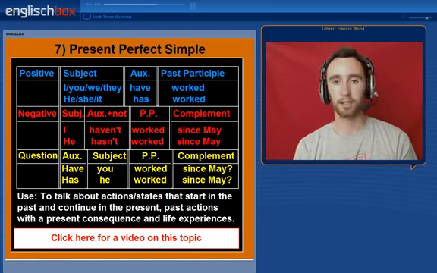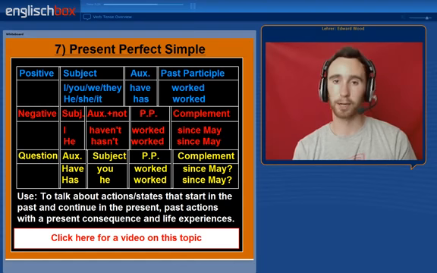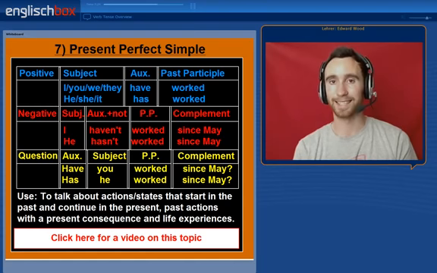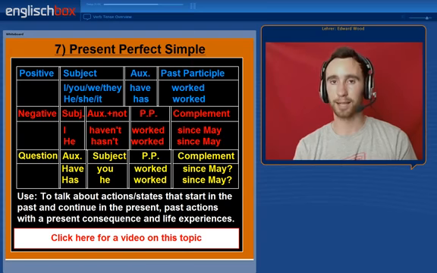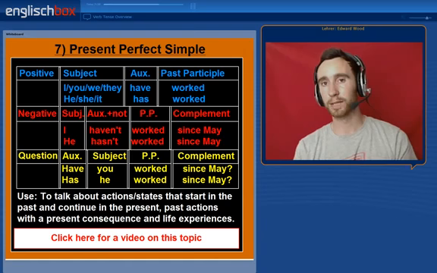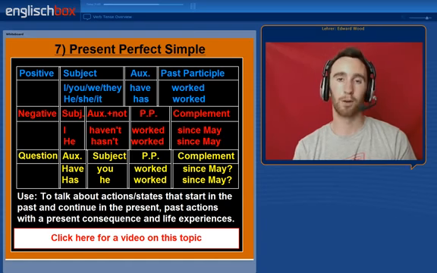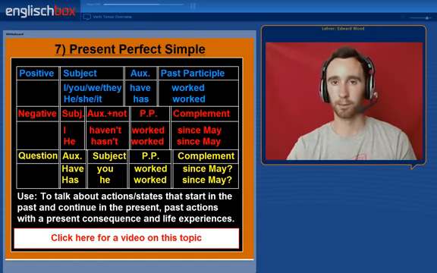To form this tense, as you can see, we have the subject, then the auxiliary have, or very importantly, has in third person, and then the past participle, the third column of the verb. In negative, you make the auxiliary negative, haven't or hasn't. And in the question, you have to begin the question with have or has for third person.